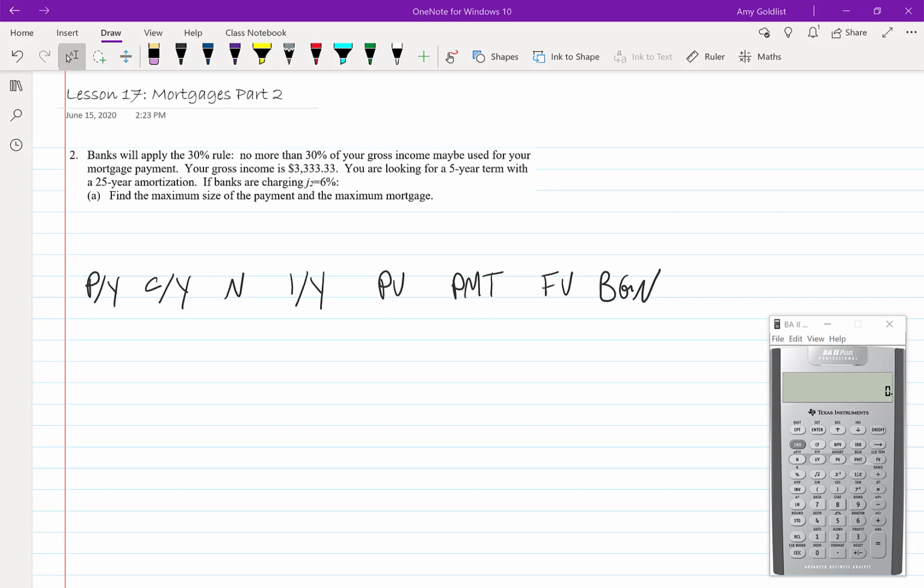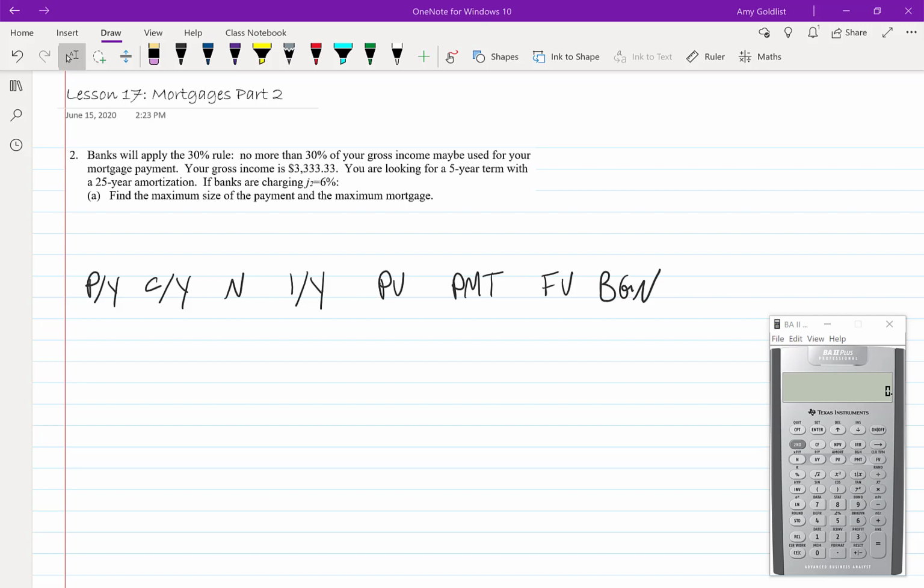Lesson 17, Mortgages and Amortization, Part 2. We're going to jump right in with a problem, but this time it's going to be a general annuity as Canadian mortgages tend to be. Banks will apply the 30% rule. No more than 30% of your gross income may be used for your mortgage payment.